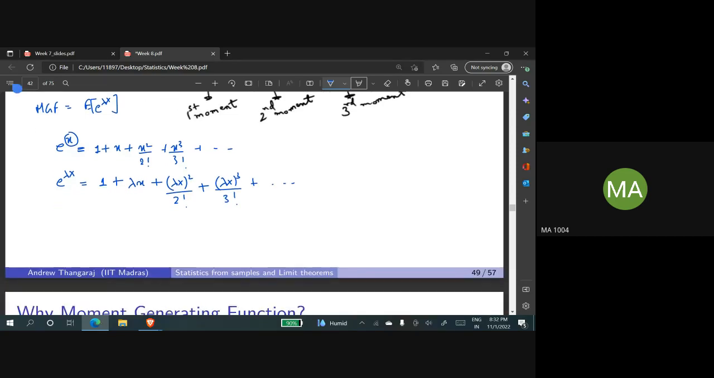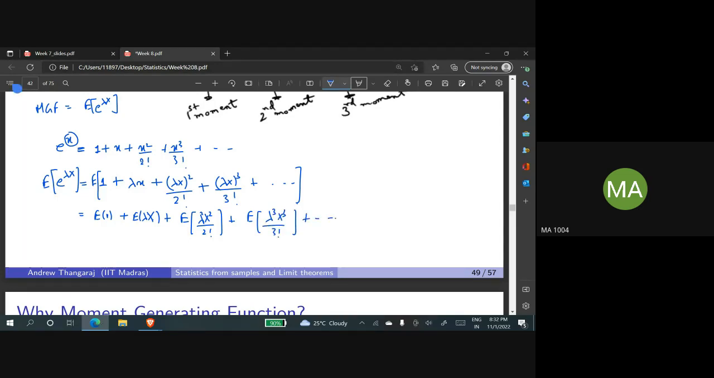Okay. Now you have to take its expectation. So I'm taking its expected value. If I take the expected value, what happens? You know expectation follows the linearity property. So you will just get expected value of 1 plus expected value of lambda x plus expected value of lambda square x square by 2 factorial plus expected value of lambda cube x cube by 3 factorial, right?